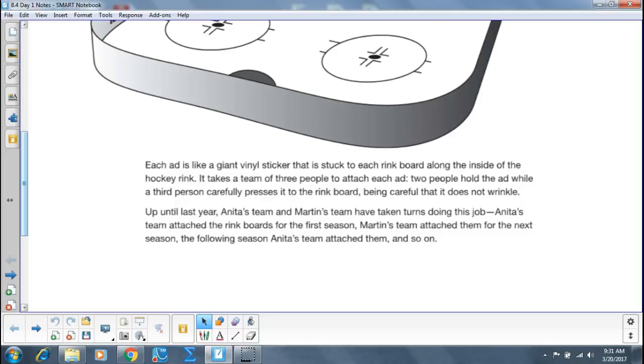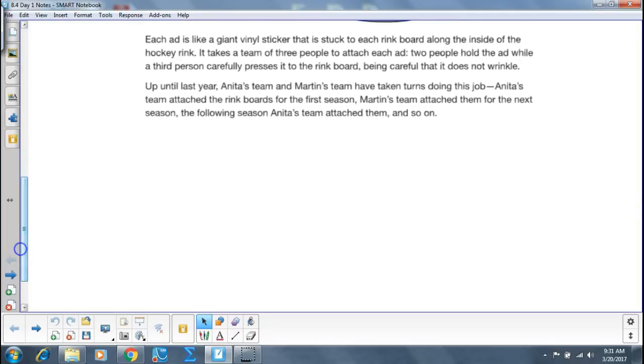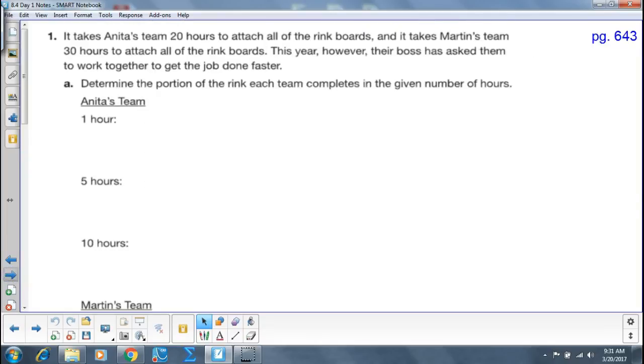Up until last year, Anita's team and Martin's team have taken turns doing this job. Anita's team attached the rink boards the first season, Martin's did it for the next, following was Anita, next one was Martin, so on and so forth. They flip-flopped which team had to do it. So that's the scenario.